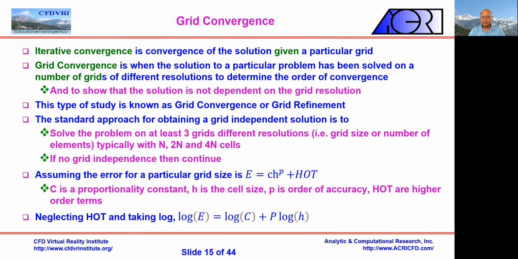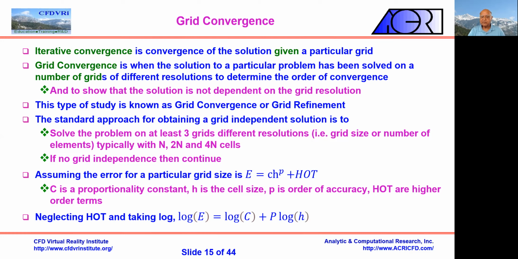The standard approach to approaching such a grid independent solution is to solve the problem on at least 3 grids with different resolutions, okay? Usually it's recommended you use N, 2N, and 4N cells, or cut the grid size by half and half again. But sometimes you may not be able to do that. So you can do N, 1.5N and 2.5N, whatever you like to do. And if you don't see that the solution to some measure has settled down, then there is no option but to go back and do a 4th grid, a 5th grid, a 6th grid, right?